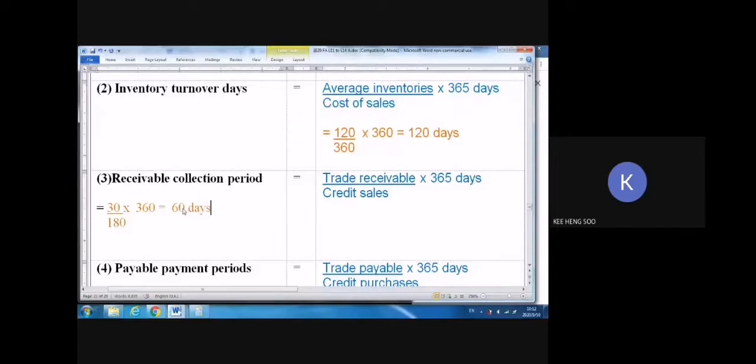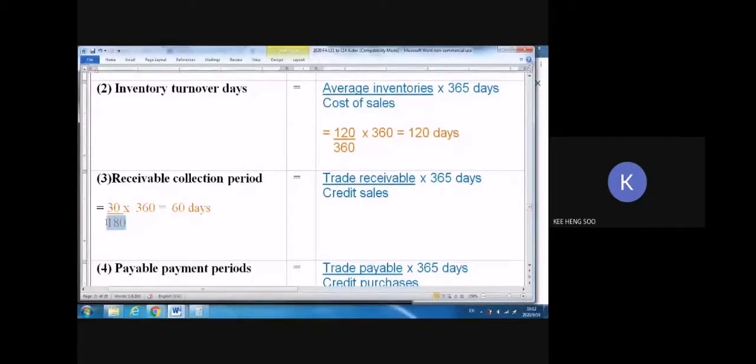What does it mean? It means your credit sales is 180. Every 60 days, every 2 months, you collect money from receivable. So I don't know how much the sales is. It may be 60,000, but I will collect my receivable after 2 months. So end of the year, I got 30,000 out of the total 180.